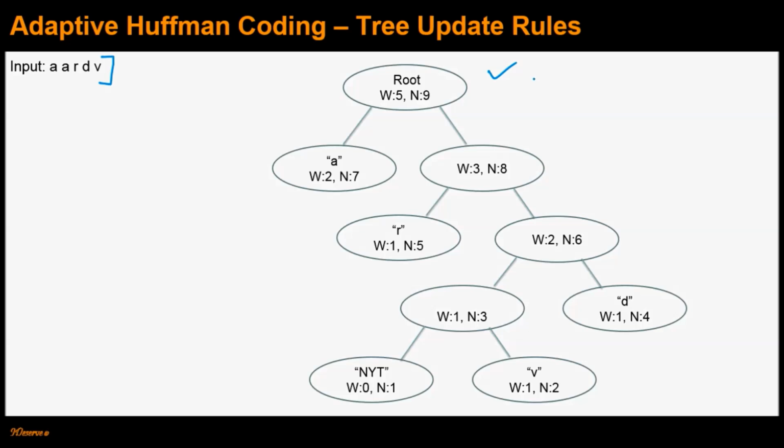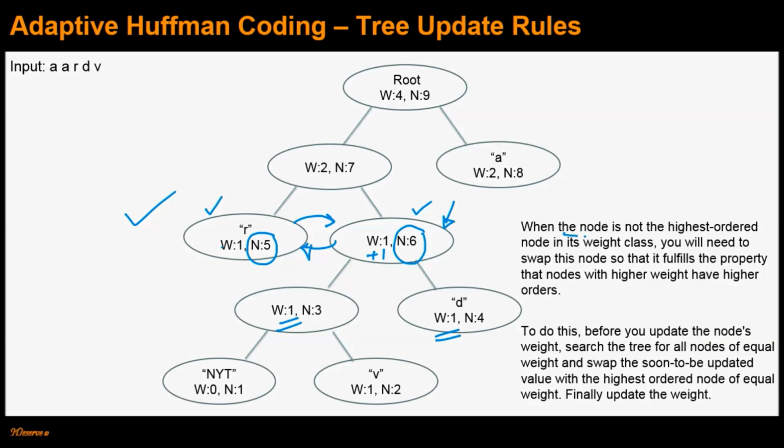The sibling property of the tree is maintained by using this particular rule. The rule is, when the node is not the highest order node in its weight class, we search the complete binary tree for all nodes which have got the same weight or which are in the same weight class. Then we swap the soon to be updated value with the highest order node of equal weight, and finally we update the weight. So this particular rule is very important for maintaining the sibling tree property. I hope that the tree update rules are clear now.